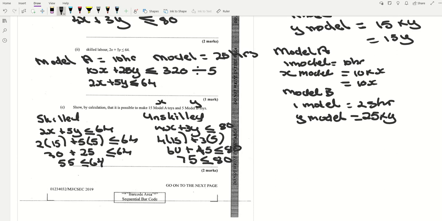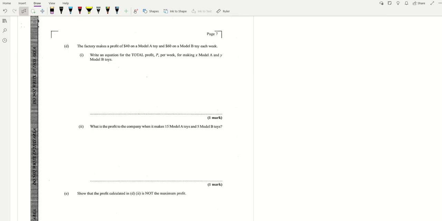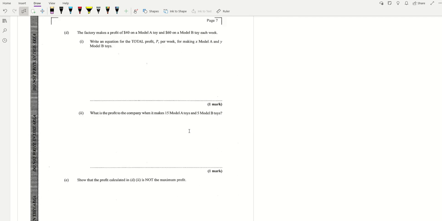It is indeed. So we know that for skilled, you can make 15 models of A and 5 models of B, right, with some hours to spare. And for unskilled, you can make 15 models of A and 5 models of B with 5 hours to spare. Right, so we know that they said show by calculation, and this is how you show it, right, that it is possible. Let's read part D. I think after this we have finished number 1.